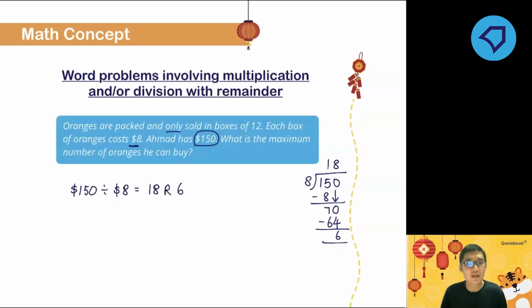Now, what does the remainder here mean? What does the 6 here stand for?